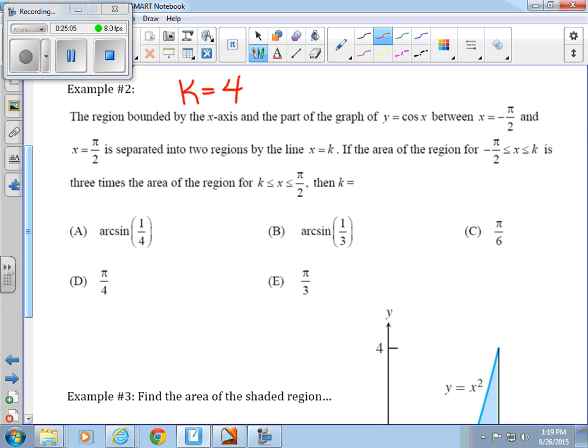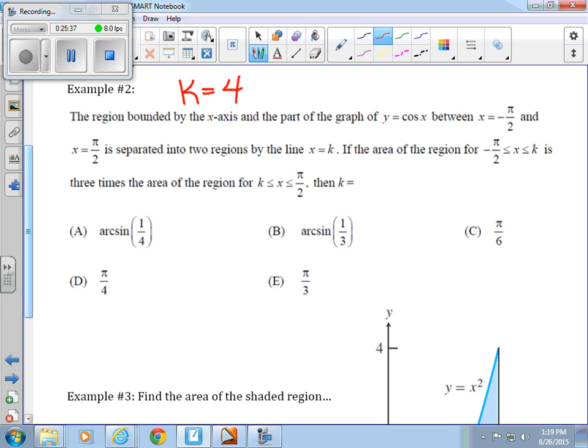The region bounded by the x-axis and part of the graph of cosine, between negative pi over 2 and pi over 2, is separated into two regions by the line x equals k. If the area of the region from negative pi over 2 to k is 3 times the area from k to pi over 2, then what is k? So this is a real AP problem.